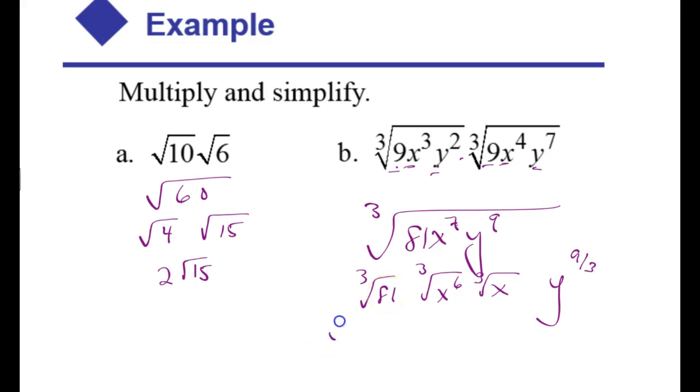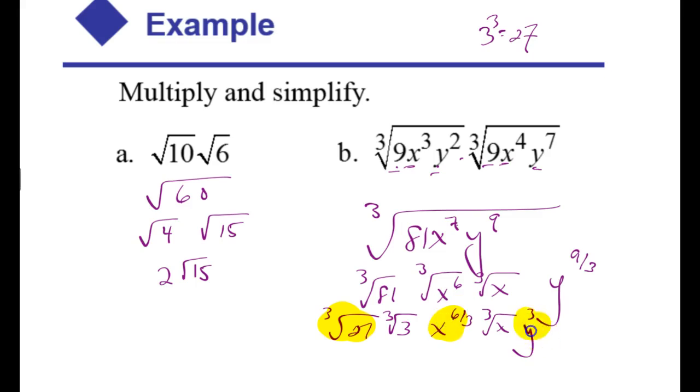81 is not a perfect cube, but I know that 3 cubed is 27, and I think 27 goes into 81 3 times. This is x to the 6/3, and we'll make this y to the 3rd.